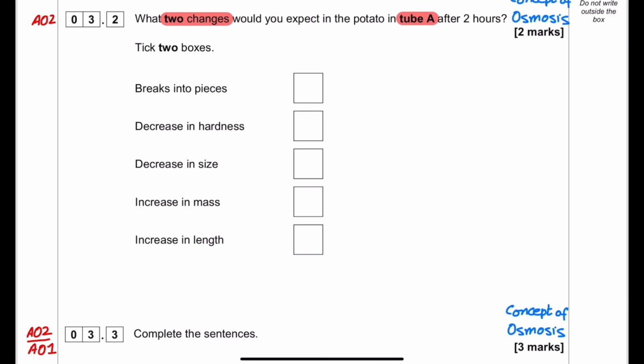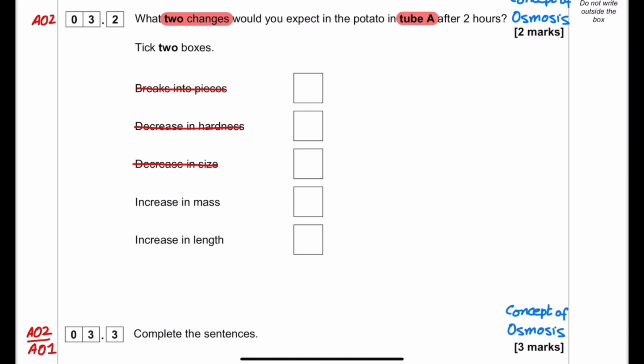Now we're coming back to our options. The first option is the potato piece is going to break into pieces. It is not going to break into pieces. Decreases in the hardness of the potato. There is no decrease in the hardness of the potato. As the result of osmosis, water is moving inside, so the size will not decrease.